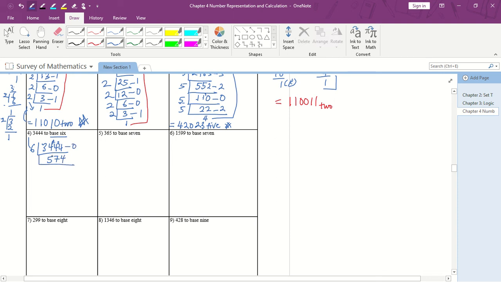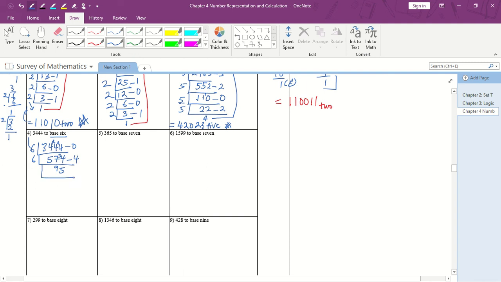Okay. So 574 divided by 6. So again, here it will be 9, 6 times 9 is 54. Then here will be 34, and it will be 6 times 5 is 30, so here will be 4.